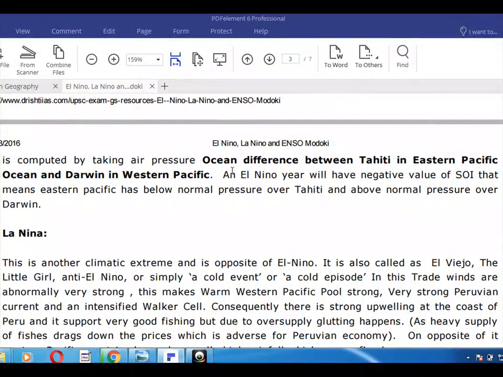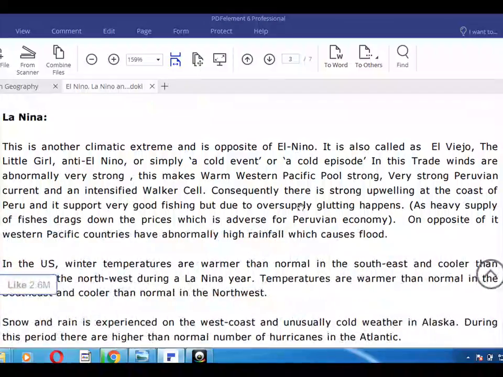It is calculated by taking the air pressure difference between Tahiti in the eastern Pacific Ocean and Darwin in the western Pacific. El Niño, as you can see here, will have a negative value of the SOI. That means the eastern Pacific has below normal pressure.